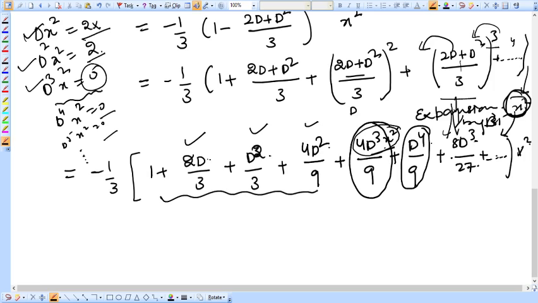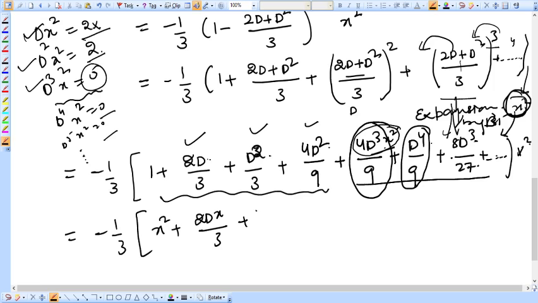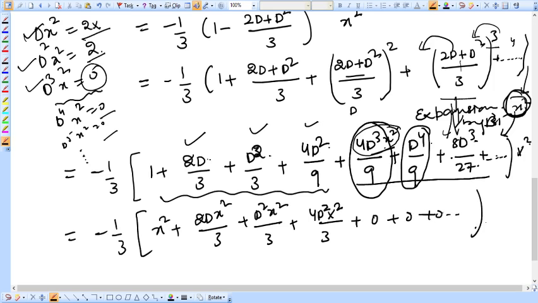So these are the only 3 terms which we are going to consider. The rest of the terms are 0. So we are only going to take it up to 4D square by 9. So it is equal to minus 1 over 3 x square plus 2D x 3 plus D square x square, it is x square, 3 plus 4D square x square 3 plus 0 0 0.